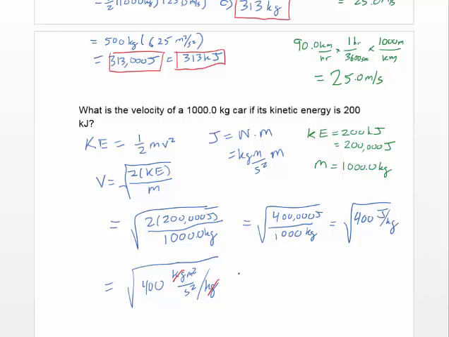and we just have to take the square root of that, and that ends up being 20 meters per second for our velocity, and is our final answer for the velocity of this car. If we know its kinetic energy and its mass, we can then figure out what its velocity is.